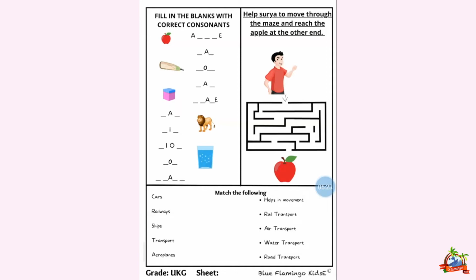Okay, so we have read A to Z with one words. These words have their spelling and which also consist of consonant. इन words की जो spelling है उनमें भी बहुत सारे consonants आते हैं. Now let's move to the next section. Help Surya to move through the maze and reach the apple at the other end. Okay, क्या करना है? Simply we have to move Surya from the maze to reach apple. Okay, सूर्या की हेल्प करनी है कि किस रास्ते से जाएं और एप्पल तक पहुंच जाएं.